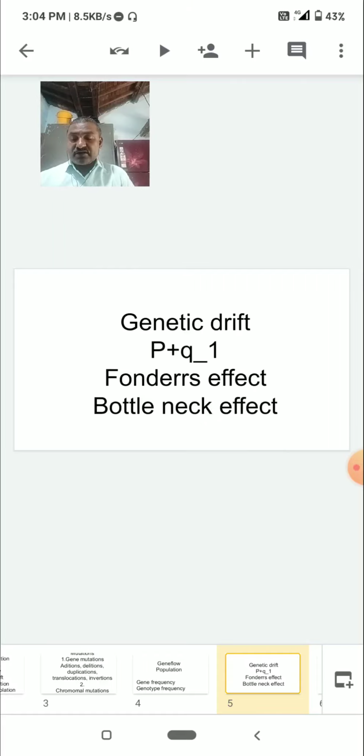First, we have to discuss the Founder's effect. If a small group of individuals from a population starts a new colony in an isolated region, those individuals are called founders of the new population. Suddenly, a group of people migrated from a mother population and occupied a new ecological niche. Those are called founders. After some years, they show some change from their parental population. That is called the founder effect.